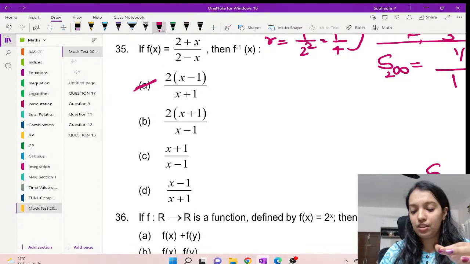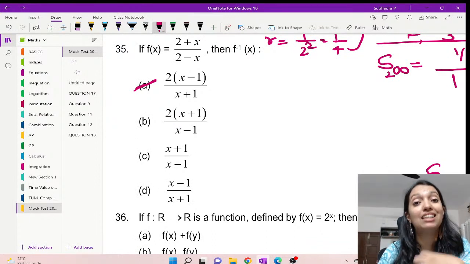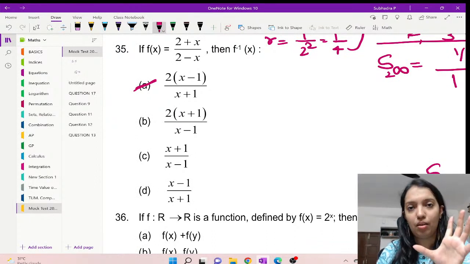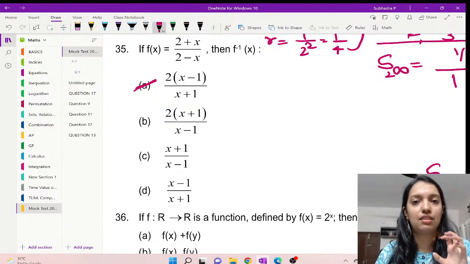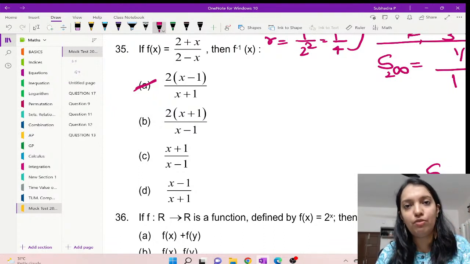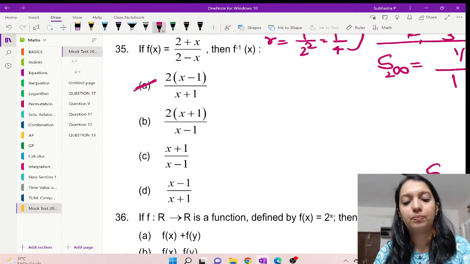This type of question, only students from a maths background in their PUC will be able to handle easily. Finding inverse function. Please go through inverse function questions.